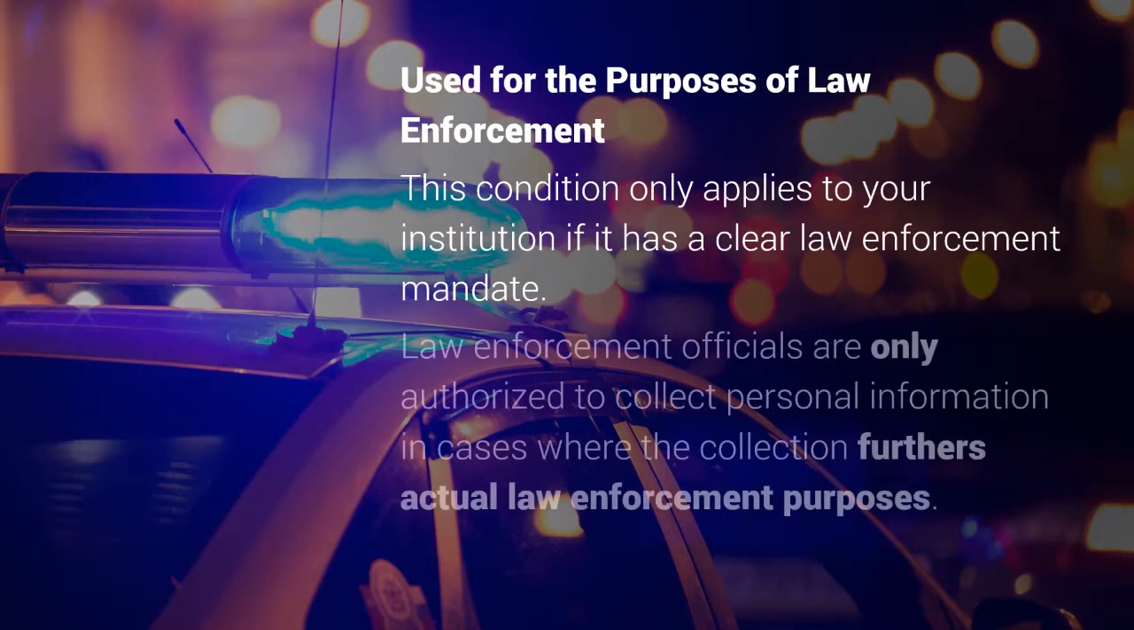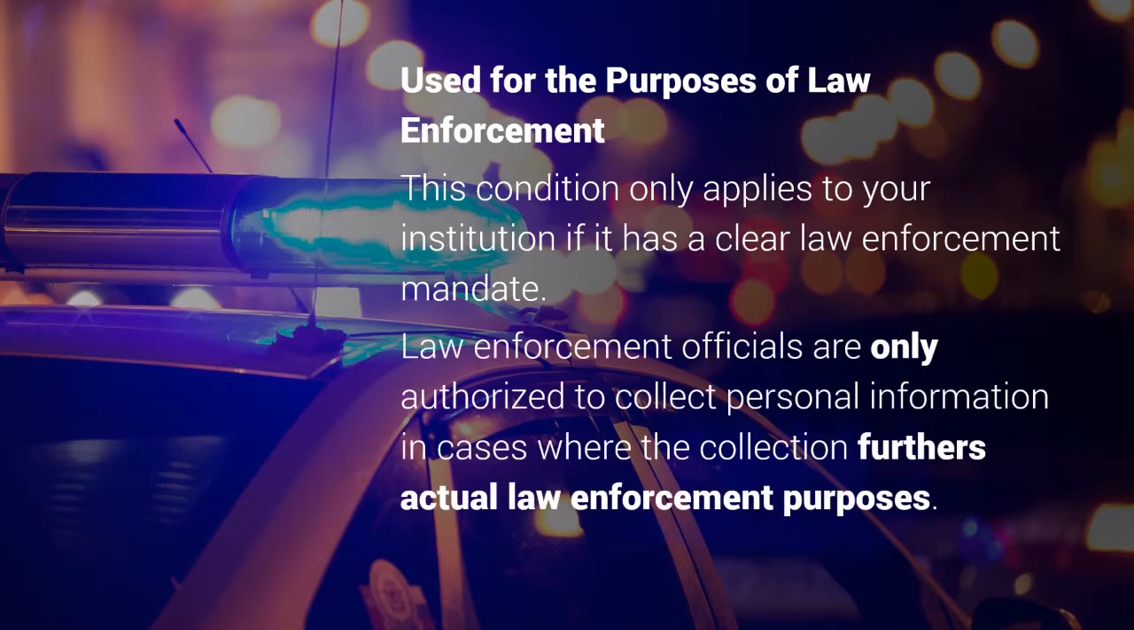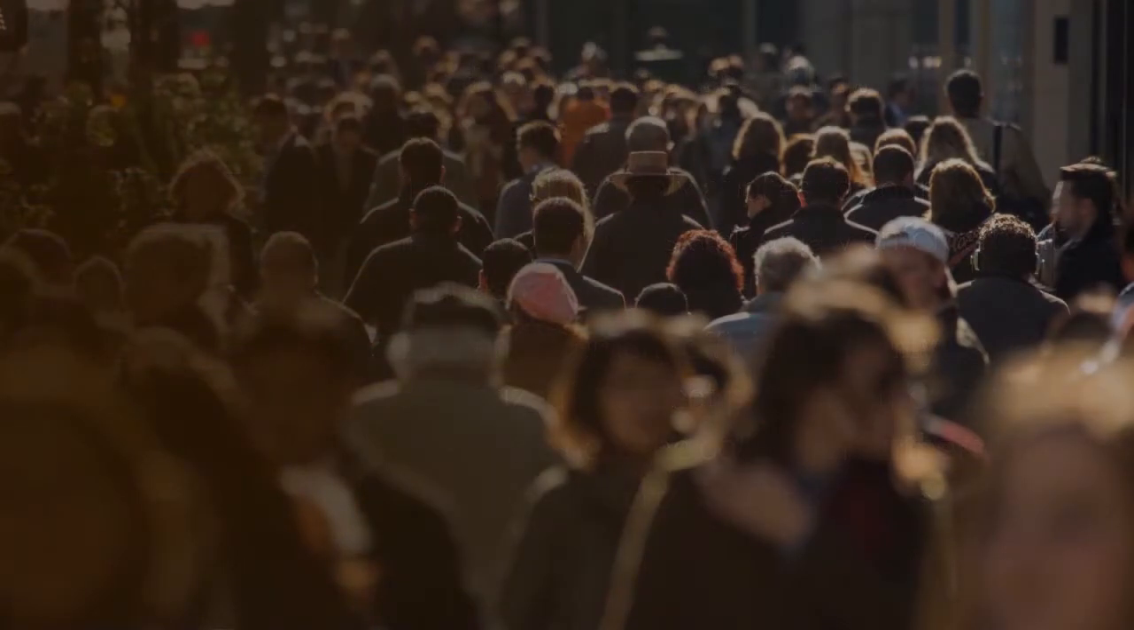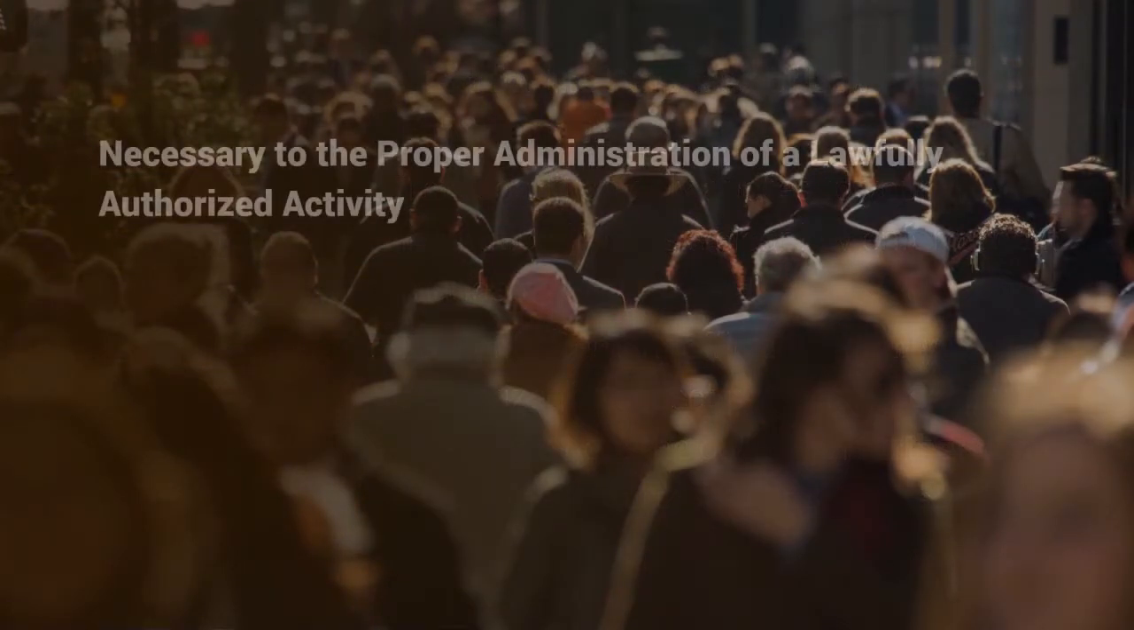Law enforcement officials are only authorized to collect personal information in cases where the collection furthers actual law enforcement purposes. For example, law enforcement officials may use video surveillance to monitor crowded areas linked to excessive drinking, violence, or other illegal activity. Which brings us to the third condition for the lawful collection of personal information: necessary to the proper administration of a lawfully authorized activity.